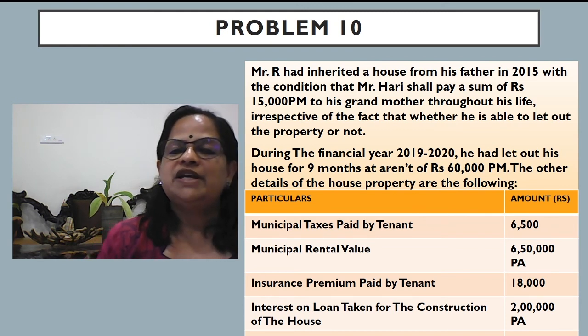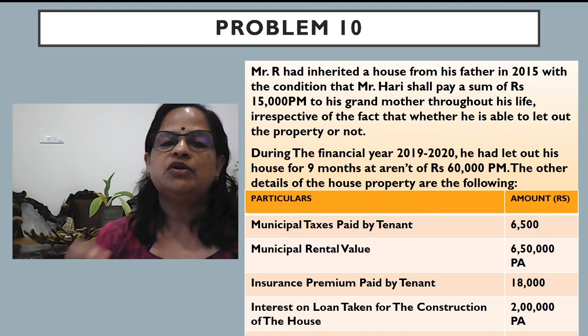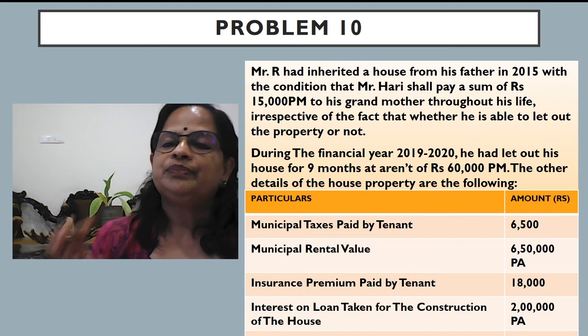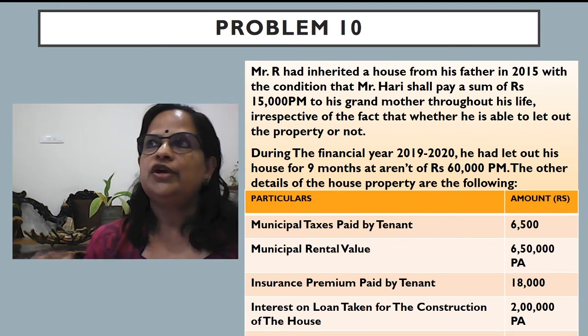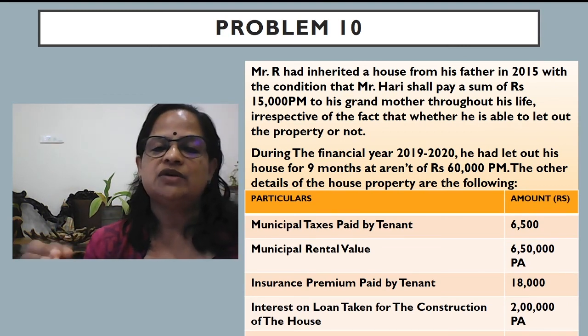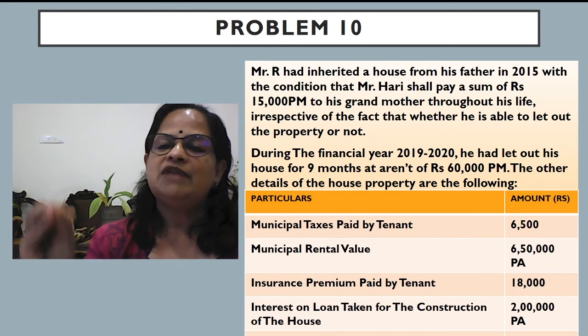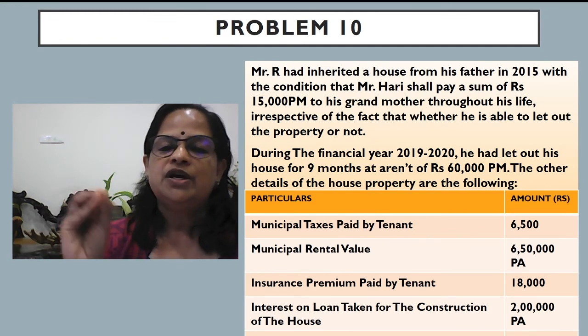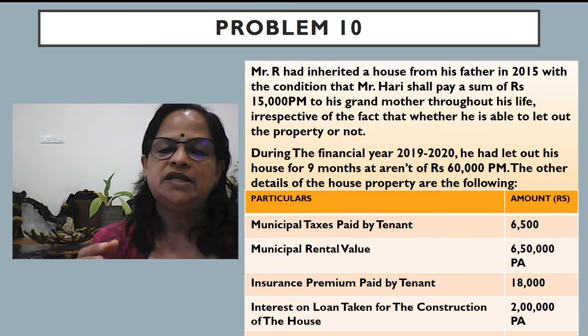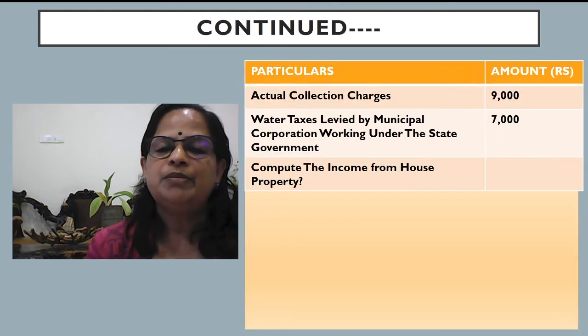Now, during the financial year 1920, he had let out his house for 9 months at a rent of 60,000 per month. The other details of the house property are the following. Municipal taxes paid by the tenant 6,500. Municipal rental value 6,500 per annum. Insurance premium paid by tenant 18,000. Interest on loan taken for construction 2 lakh per annum. Compute the income from house.